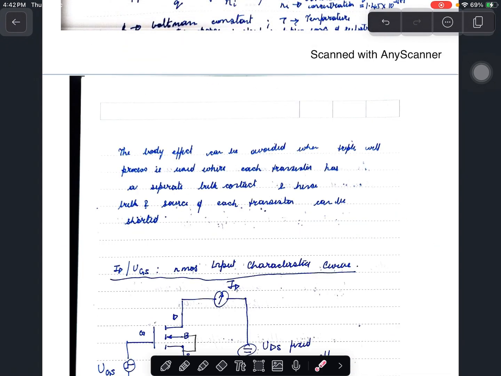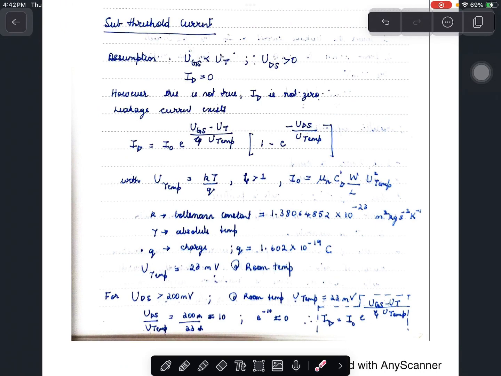How do we avoid body effect? We can avoid body effect by using a triple well process, where each NMOS transistor as well as PMOS transistor has a separate bulk contact, and we can short the source and the bulks. However, the triple well process requires more area and hence more money.